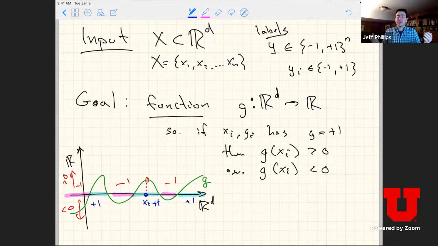It turns out it's going to be easier to optimize over a function where we can then just look at the sign of that function.